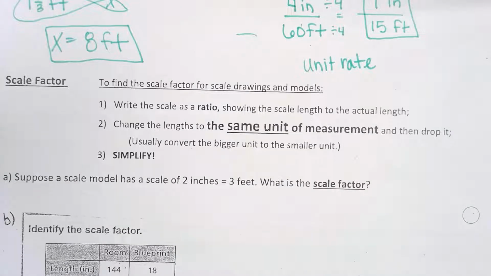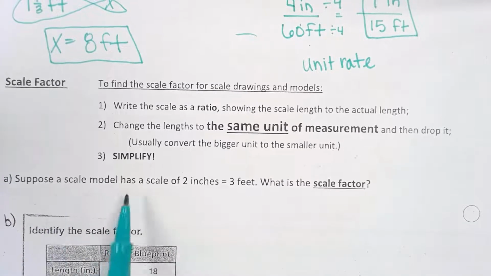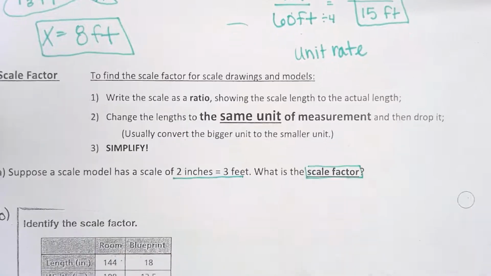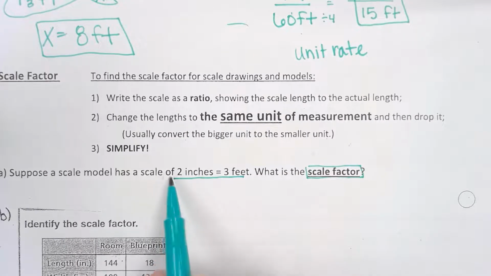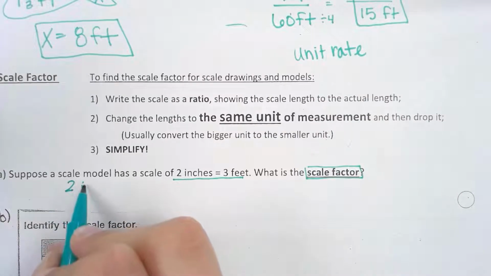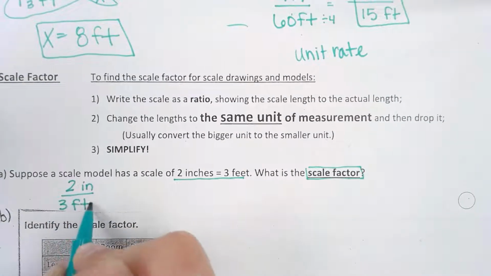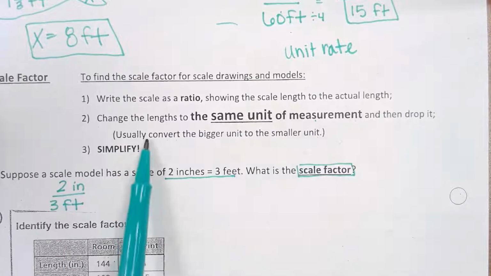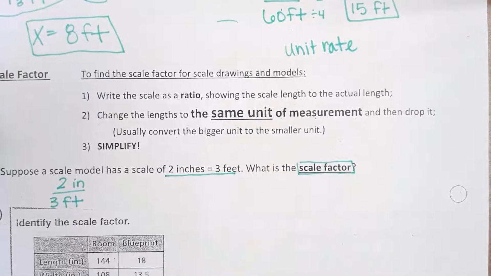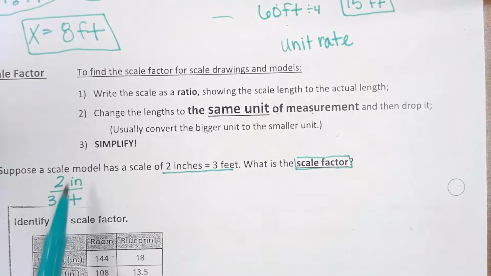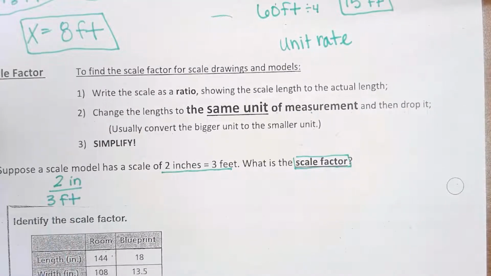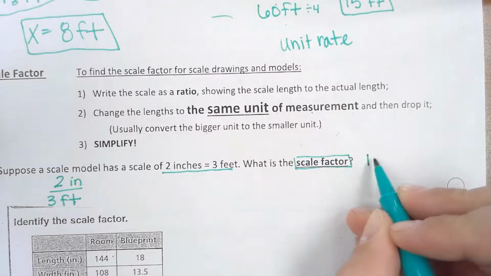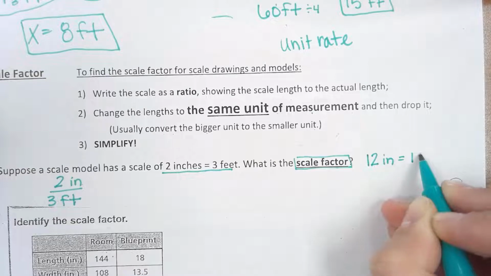So for example, A here says, suppose the scale model has a scale of 2 inches equals 3 feet. What's the scale factor? Okay, so first step is writing our scale as a fraction. So 2 inches equals 3 feet. Second step is to change the lengths to the same unit of measurement, and we are always going to convert the bigger unit to the smaller unit. So in this case, feet and inches, feet is our bigger unit, so we need to convert feet to inches. So you guys need to know how many inches are in a foot, and if you don't remember, there are 12 inches in every foot.